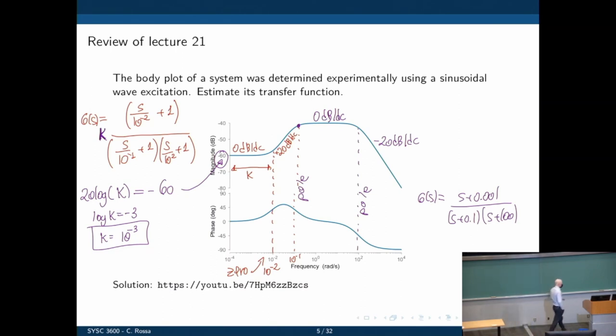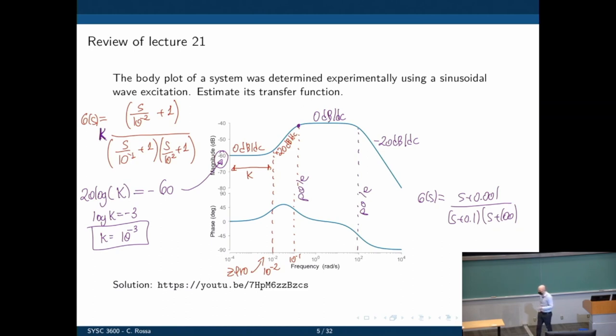So I see a question here. Basically, the magnitude increases in zeros and decreases in poles on the plot. So let's get that straight. A pole adds negative 20 decibels per decade to the slope of the Bode plot. A zero adds plus 20 dB per decade to the magnitude of the Bode plot. The pole adds negative 90 degrees to the phase. The zero adds 90 degrees to the phase.